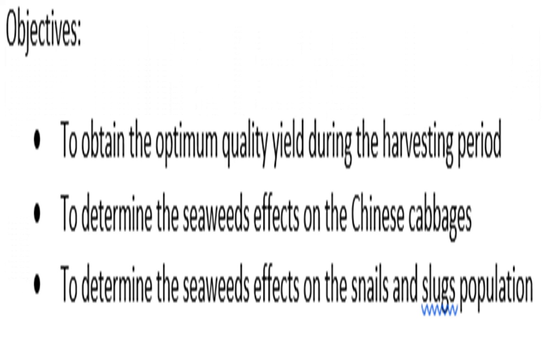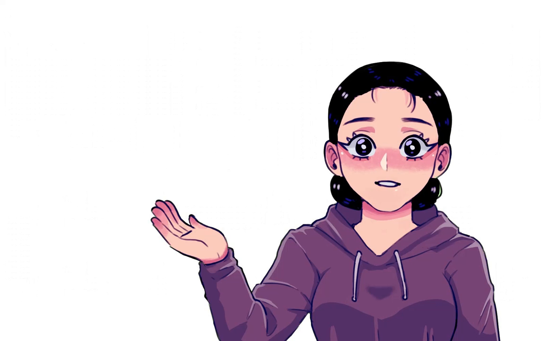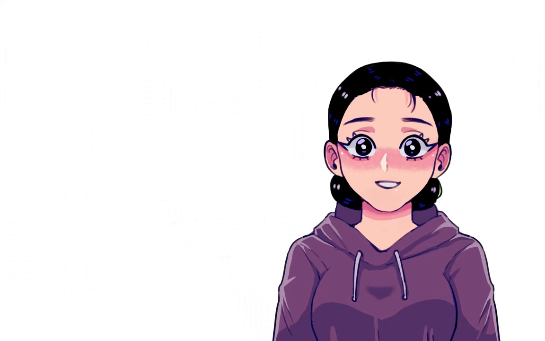My hypothesis is whether the seaweed salinity is an effective pesticide for Chinese cabbage against snails and slugs. My objectives are to firstly attain the quality yield during harvesting time. Secondly, determining the seaweed's effects on the yield. And thirdly, determining the seaweed's effects on the snail and slug population. With these 3 objectives, let's see if I have managed to complete them during the following research.